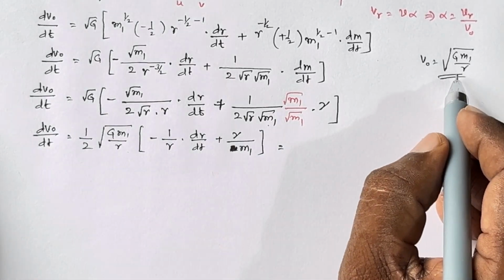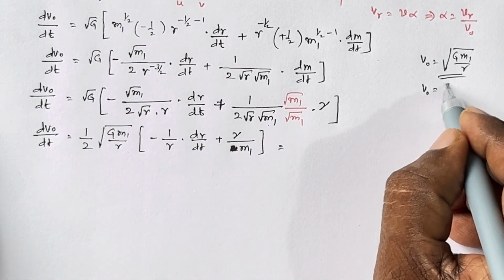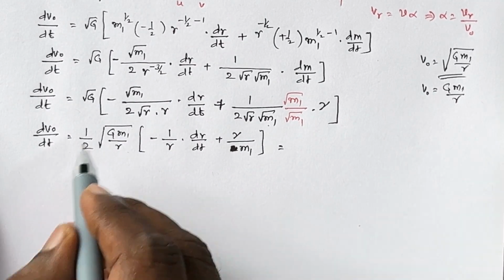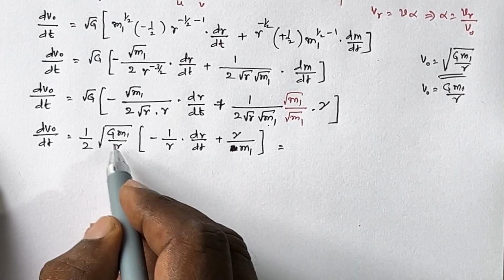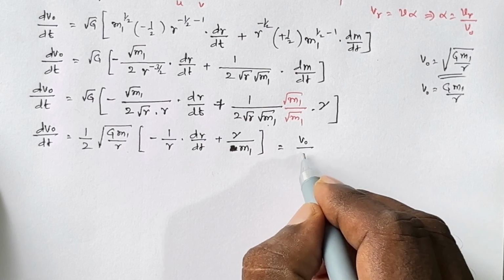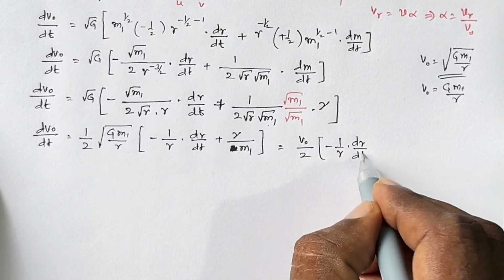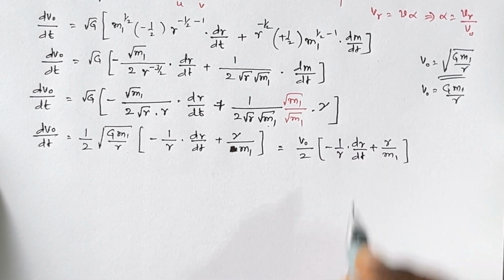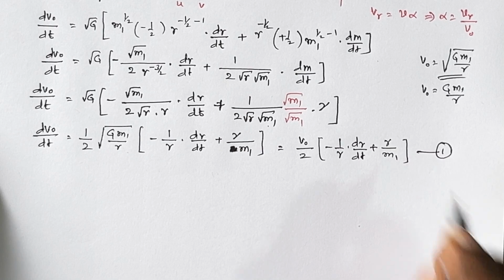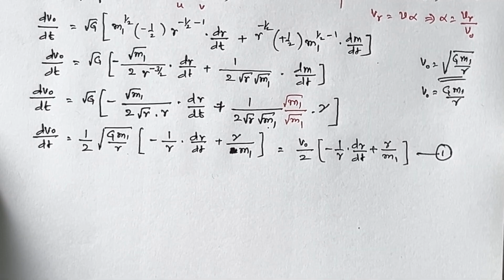Root g m1 by r is v naught, so v naught square is equal to g m1 by r. So here, v naught by 2 into minus 1 by r dr by dt plus gamma by m1. This is equation 1. So what I did, rate of change of orbital velocity we have calculated.